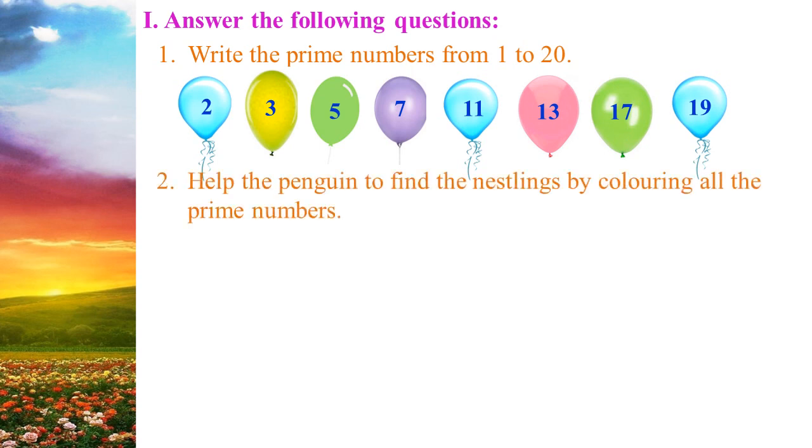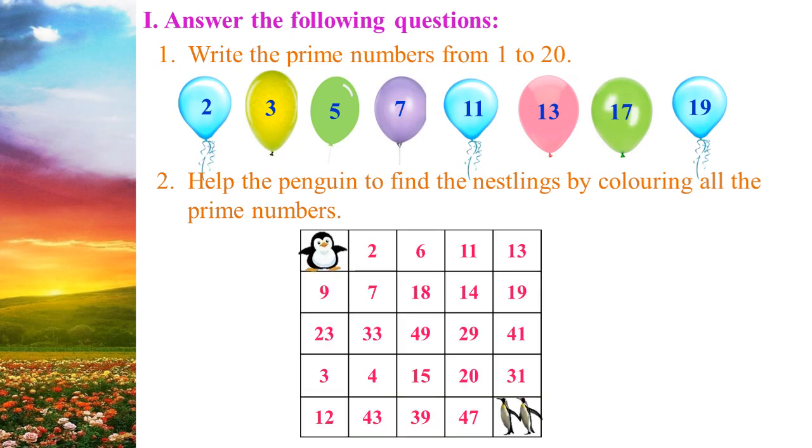The second question, help the penguin to find the nestlings by coloring all the prime numbers. So now we have to help the penguin. Now we have to find the nestling by coloring all the prime numbers. The first prime number is 2. Now we have to color. Then 11, 13, 7, 19, 23, 29, 41, 3 and 31, 43 and 47.